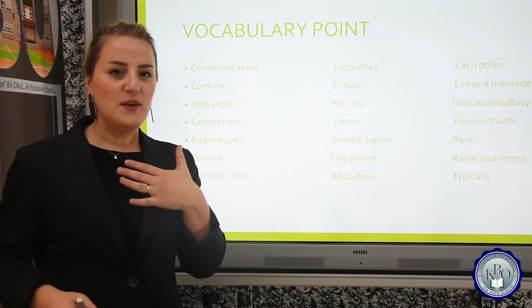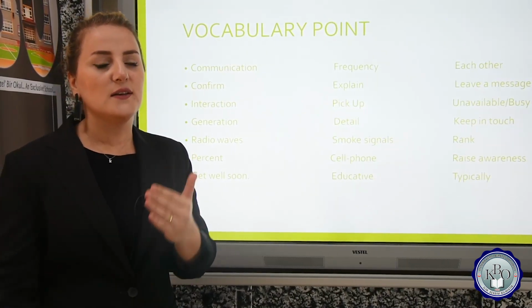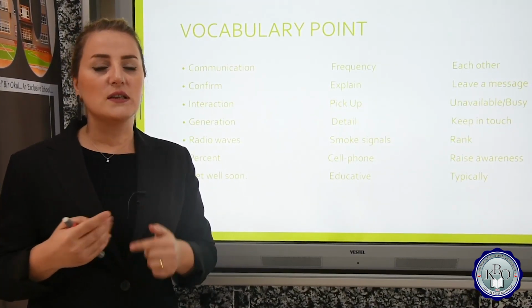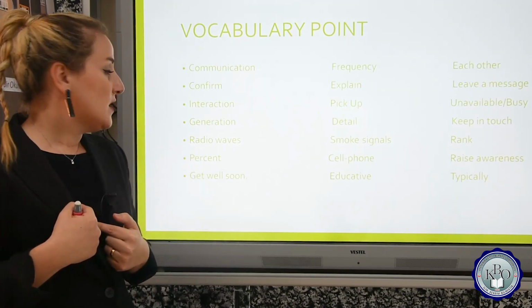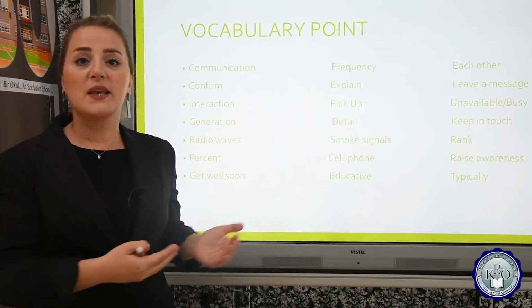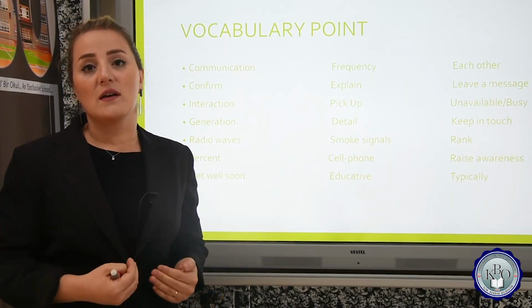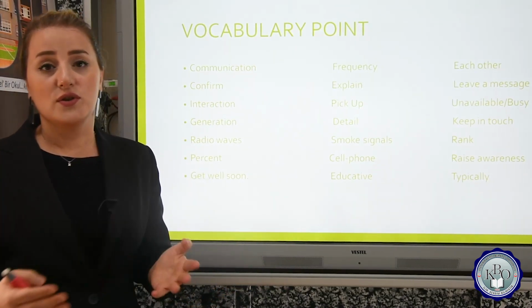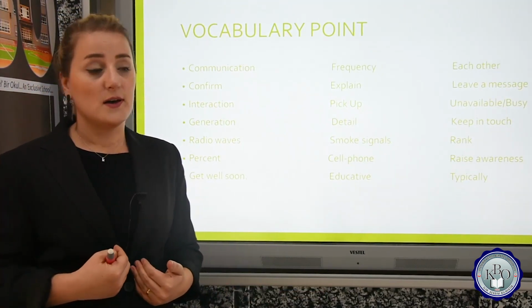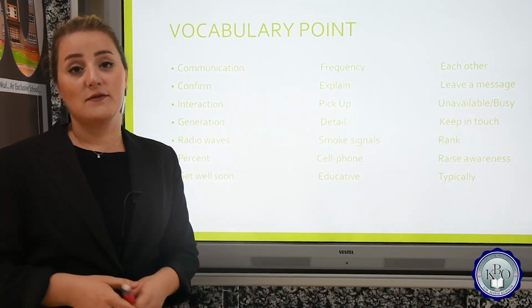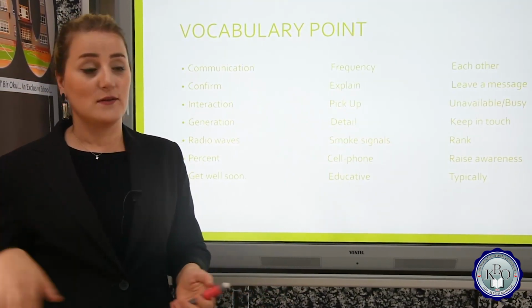Interaction. For example, if I am asking you a question and you are answering my question, that means there's an interaction between you and me. Generation are the upcoming young people after us, okay? New generation. For example, you are the new generation that will come after us. Radio waves. It is radio waves, guys, okay?